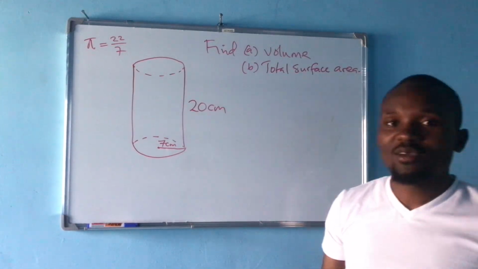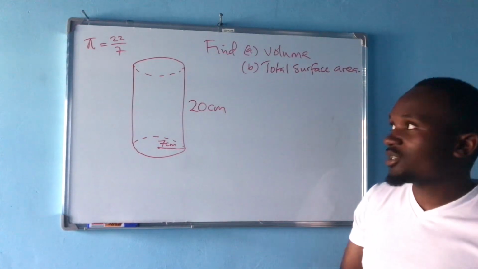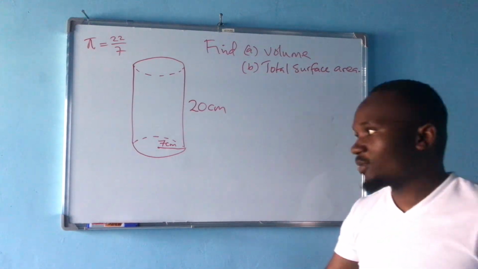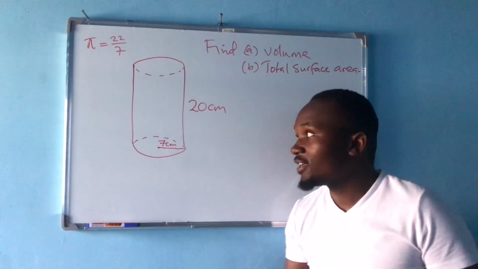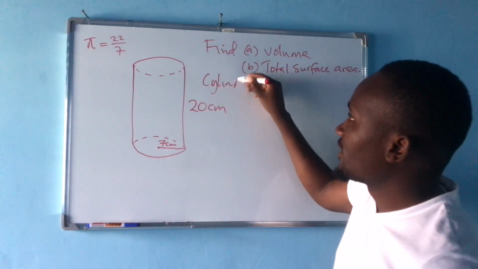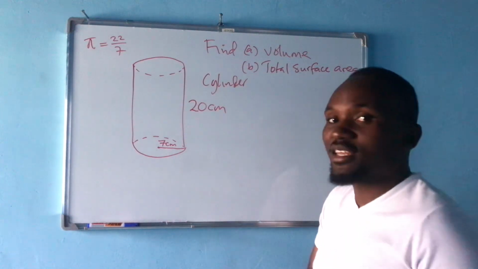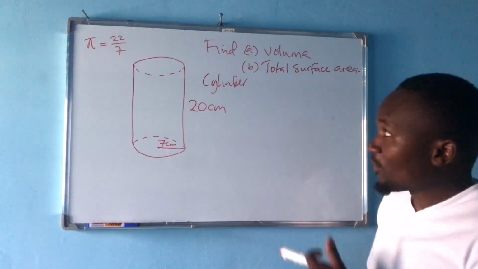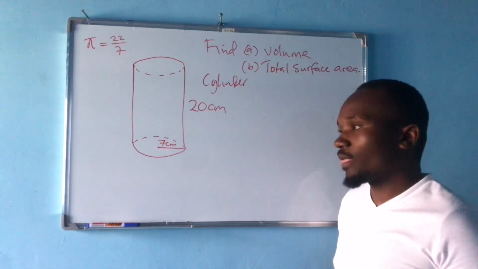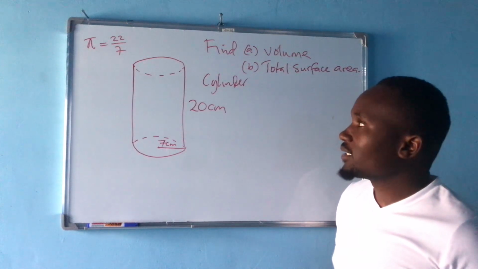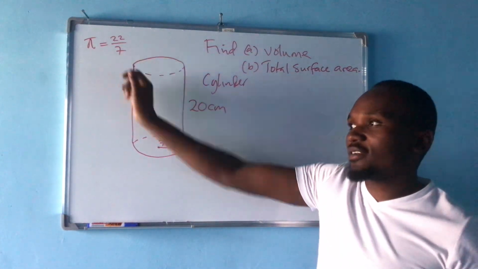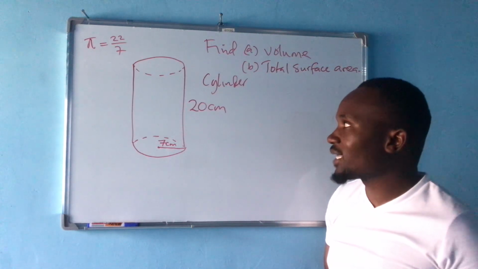And today we'll look at this question here. So basically we have a cylinder. From this cylinder, we want to find the volume and we also want to find the total surface area. So how do we go about this? They're telling us to take pi to be 22/7, so we're going to use that.